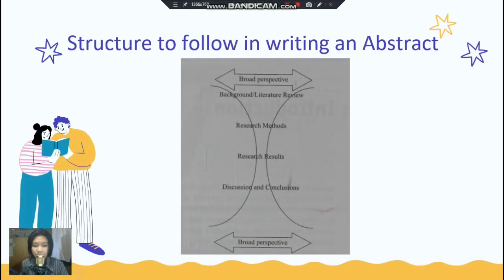In writing an abstract, we have certain restrictions and conditions to follow. For example, the number of words or characters is limited, no references are allowed, and no symbols are allowed. So despite all those restrictions, we have to follow the structure in writing an abstract, in order. First, we have background or literature review. Second, we have research methods. Third, we have research results. Lastly, we have discussion and conclusion.